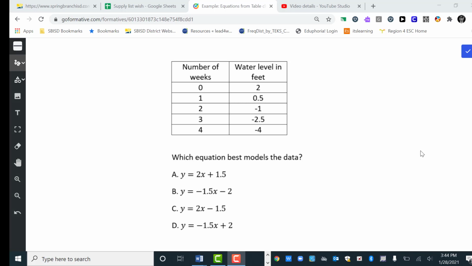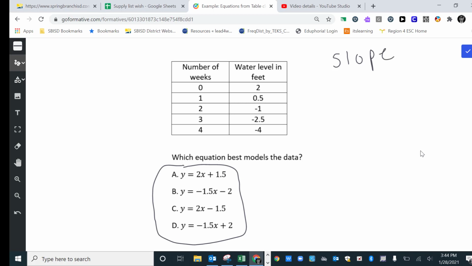Okay, so now I'm going to show you another way to figure out the equation from a table if you are given answer choices. So let's say that you blank and you forget how to find the slope and how to find the y-intercept. If I forget how to do that, then I can use my answer choices.